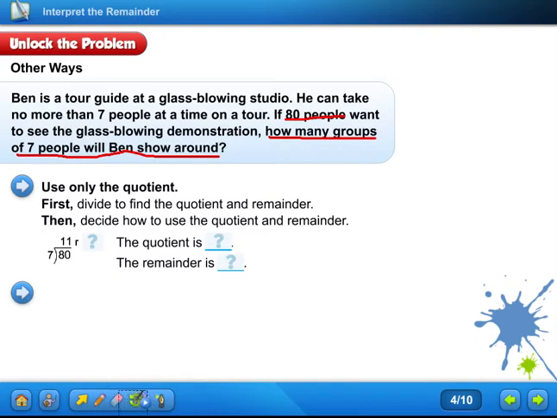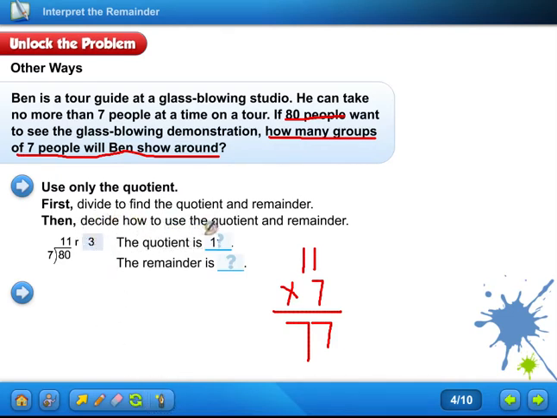So if you do 11 times 7 would equal 77. That's how many total people he'll take, 11 full groups with 7 people. But is that all the people that wanted to go on that tour? No, there was 80. So how many more will he have? Count up until you get to 80, he'll have 3 more people.